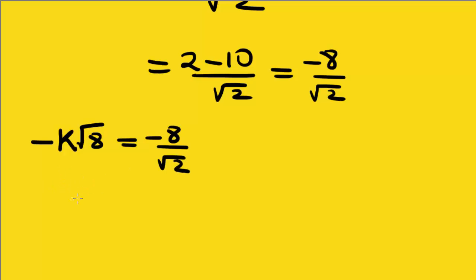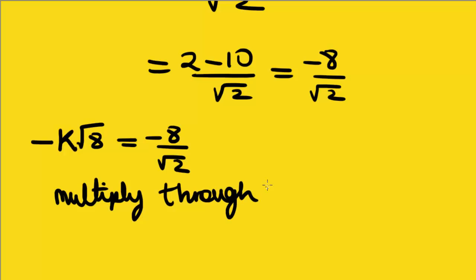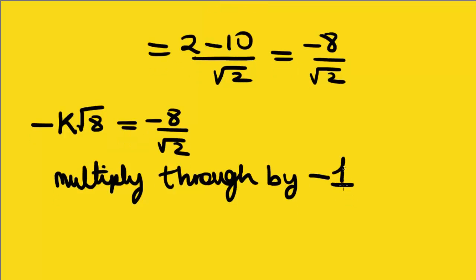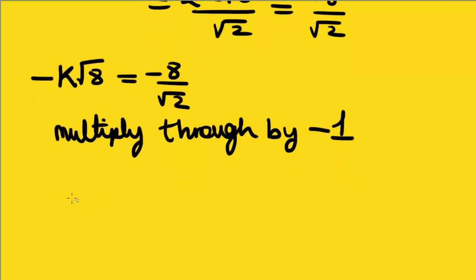Remember, we're trying to isolate k on the left hand side. One thing we could do is get rid of the minus sign by multiplying both sides by minus 1. We're doing the same thing to the left hand side and right hand side to maintain equality. So minus k root 8 times minus 1 is k root 8, and minus 8 over root 2 times minus 1 is 8 over root 2.